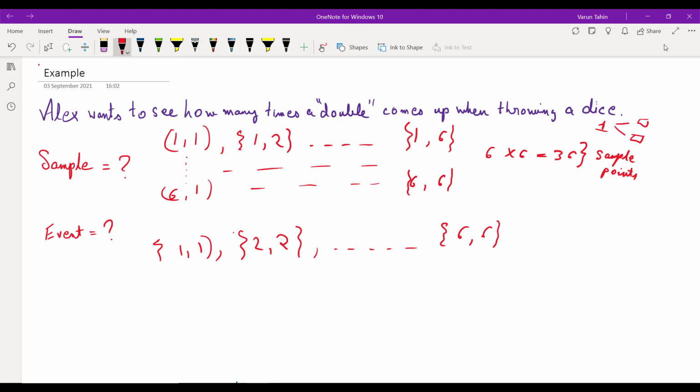Okay, so there can be 6 possible events. And what is the probability for this? This is 1 over 6, because we have 6 combinations of this event. So 6, and we have 36 sample points. Okay, so 1 by 6.